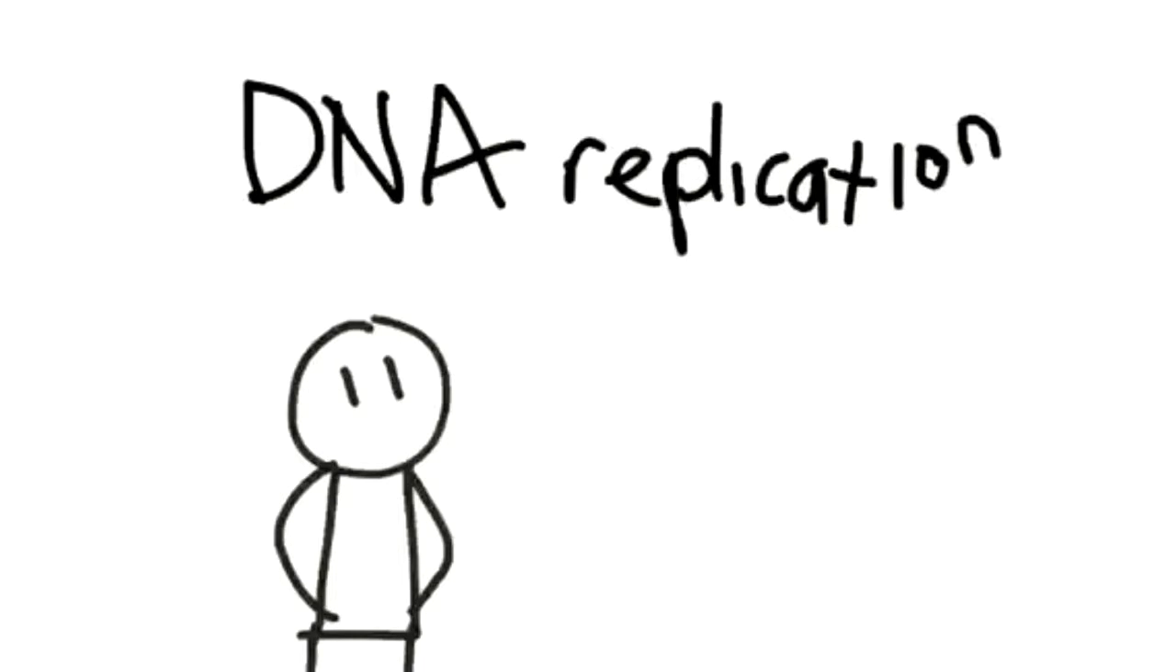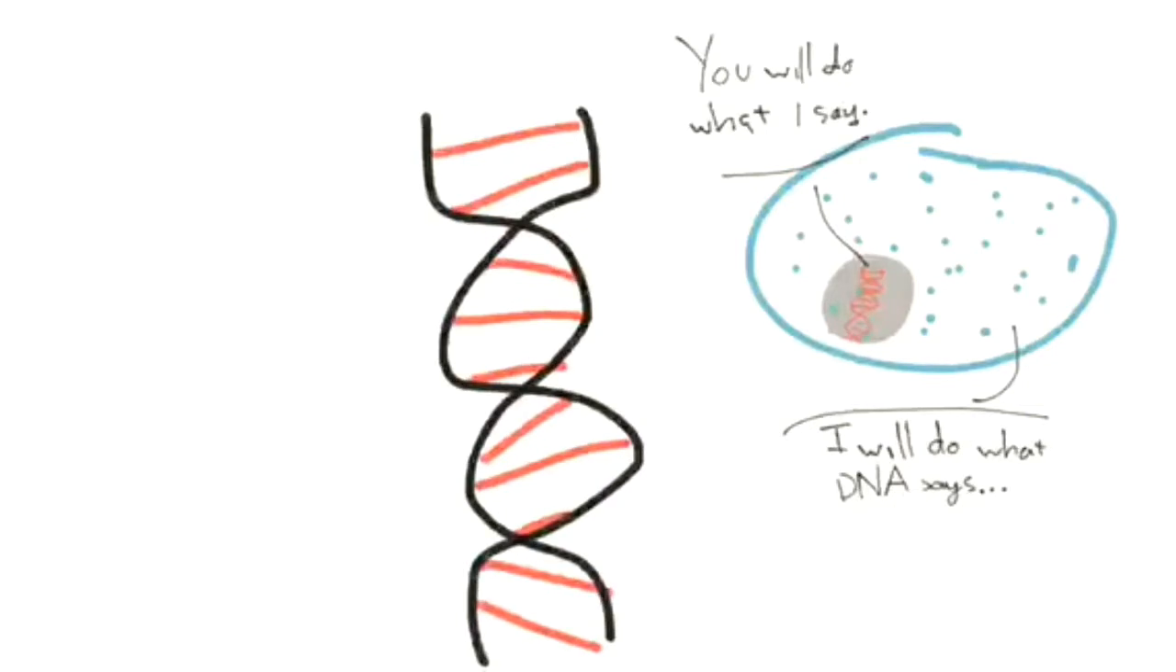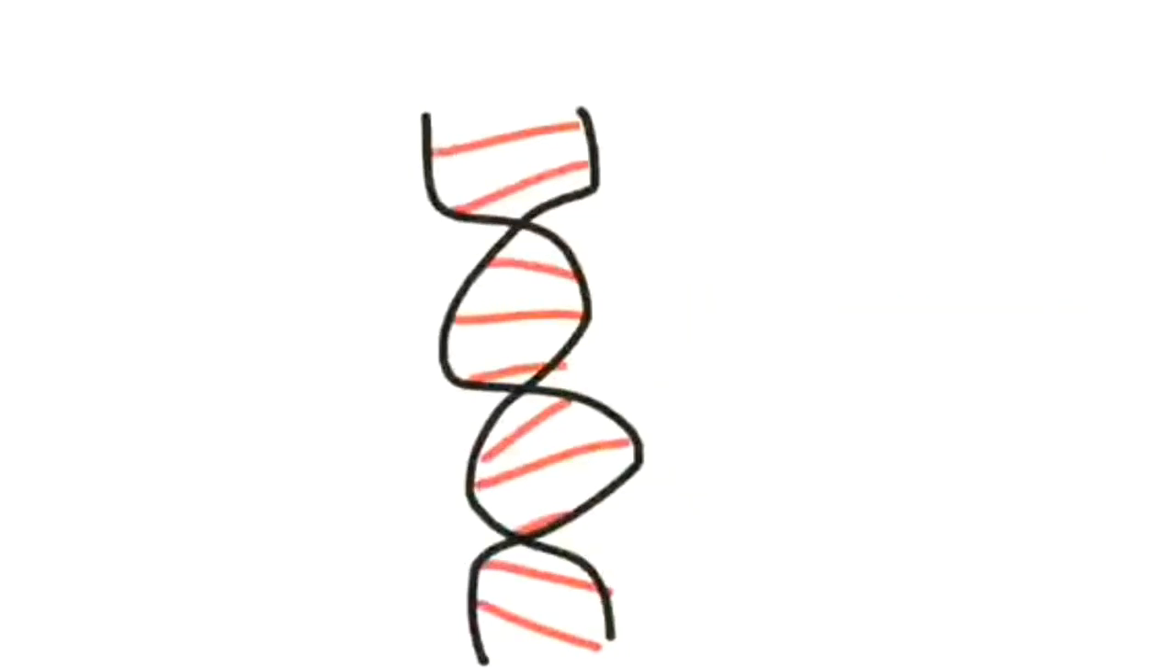Right, first, let's get started with DNA replication. As you all know, DNA is vitally important for every living organism. It controls the movement and the action of the cell. It also decides the physical and genetic traits of that organism. Basically, the DNA is what makes us us.